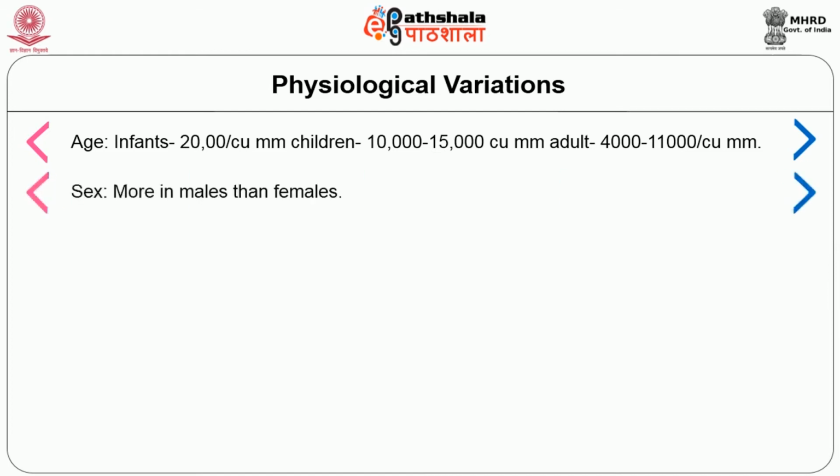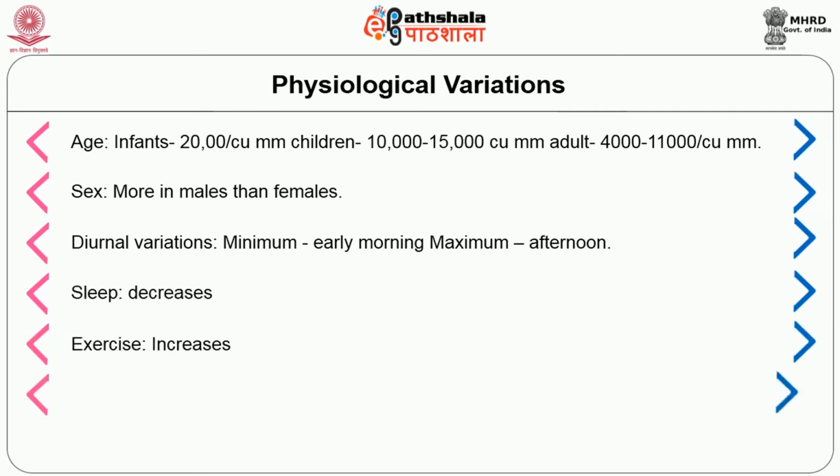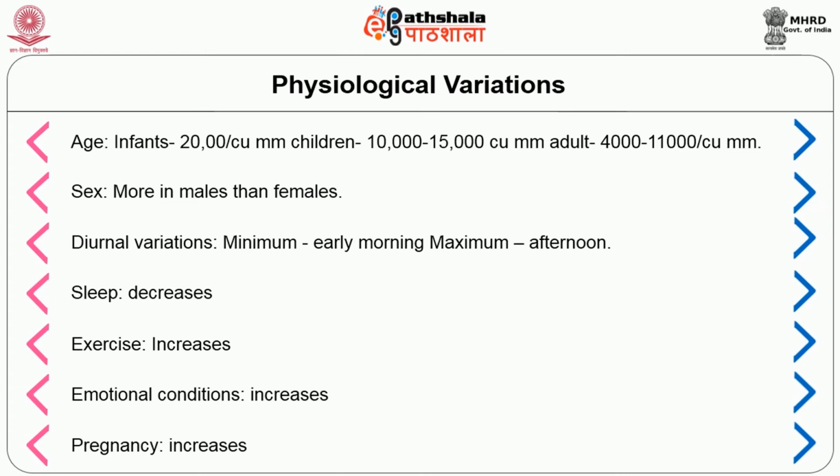Sex. It is slightly more in males than in females. The diurnal variations. It is minimum early in the morning and maximum in the afternoon. During sleep, the count decreases, while during exercise, it increases slightly. Emotional conditions also increase the count, and in pregnancy also the count increases.